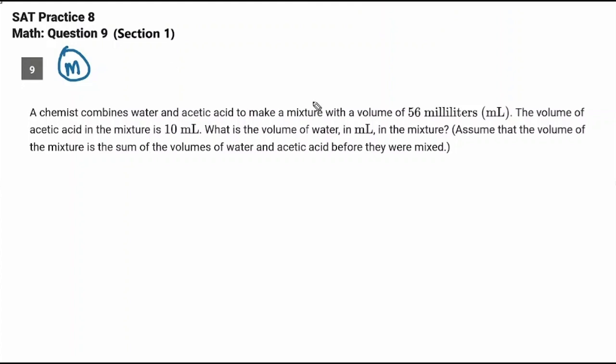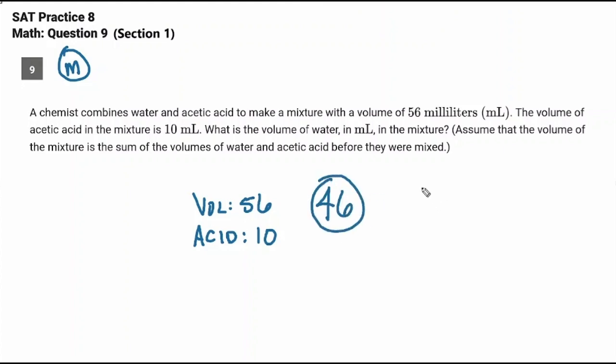All right, so we've got volume 56, and how much acid? 10. So how much water? 46. That's first grade math. Couldn't be easier. Get it right and move on.